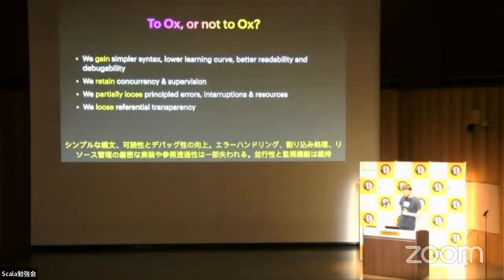So to sum up, what we gain is a simpler syntax, a lower learning curve, I would argue better readability of the code, as we don't have the syntactic noise of all the monads and so on, and better debuggability. We retain the concurrency and supervision features that we know and love from functional effect systems. What we partially lose, however, is the principled errors, interruption, and resource implementation. All of these are somehow done, and they work quite well in direct style, but they are not as polished as in functional effect systems because of the baggage that we have to carry over from the JVM. And finally, we lose referential transparency. So if you want direct style, you have to live without referential transparency.